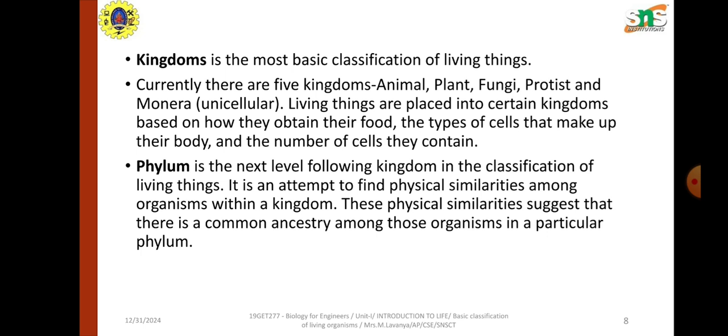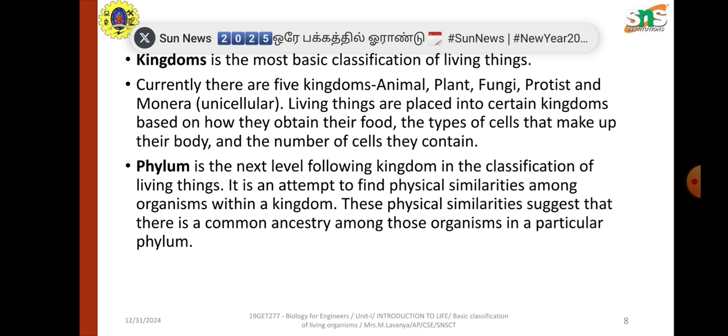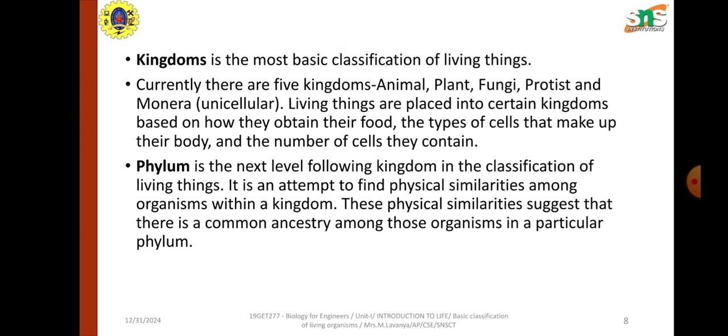Phylum is the next level, following the kingdom in the classification of living things. It is an attempt to find the physical similarities among organisms within a kingdom. These physical similarities suggest that there is a common feature among these organisms in a particular phylum. The common feature present within all these organisms under this kingdom is represented by the name of the phylum.